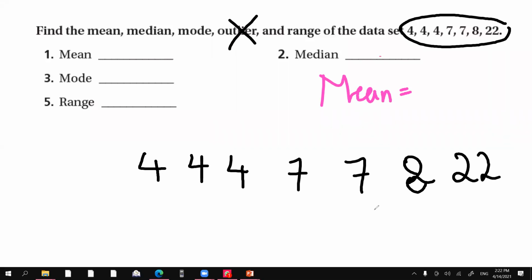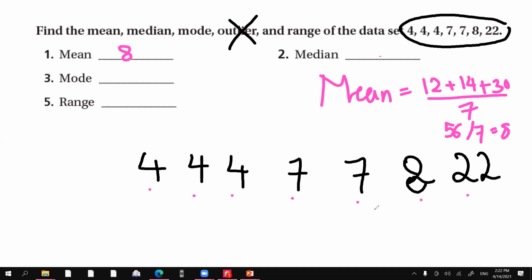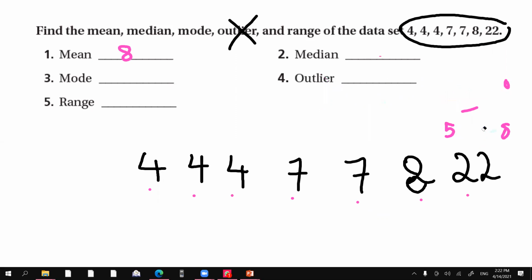4 plus 4 plus 4, 12. 7 plus 7, 14. And 8 plus 22, 30. Over how many numbers? 1, 2, 3, 4, 5, 6, 7. Over 7. Then you will add 30 plus 26, 56. Over 7, 8. So the mean here is 8. So in order to find the mean, as we said before, we have to add the numbers of the data over the number of them.